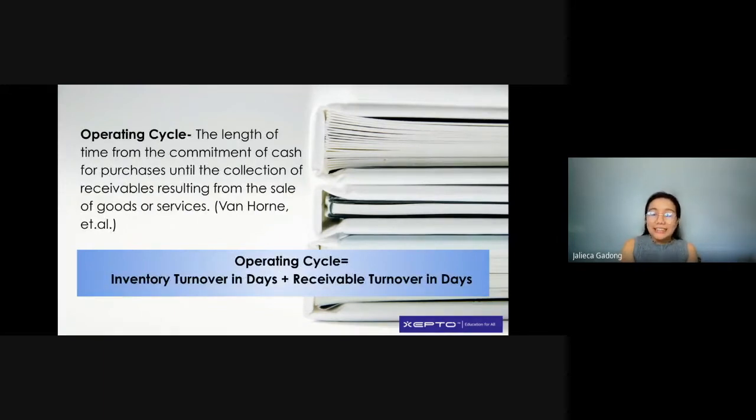Operating cycle this time would give us the length of time from the commitment of cash for purchases until the collection of receivables from our operations, such as the sale of goods and services or delivery of services. So we're going to make use of the formula operating cycle is equivalent to inventory turnover in days plus receivable turnover in days. So again, before we can solve for operating cycle, we have to compute first for inventory turnover in days and receivable turnover in days.